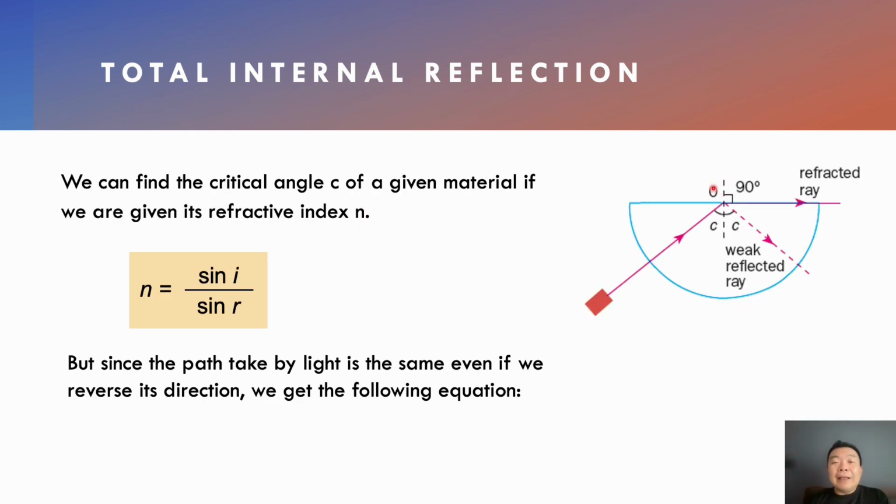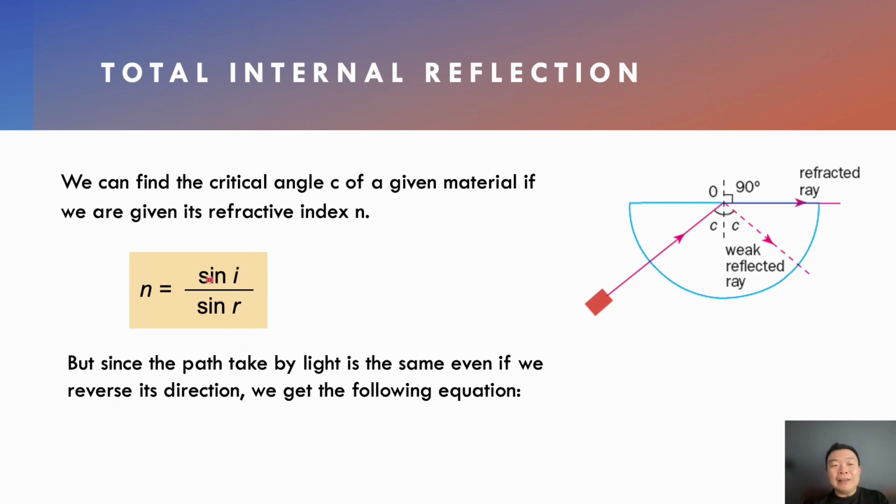So how do we define and how do we find this critical angle? We can derive this critical angle once we know the refractive index of the denser medium. So how do we do that? If you recall, this formula is Snell's law, and refractive index of a medium is equal to sine I over sine R.